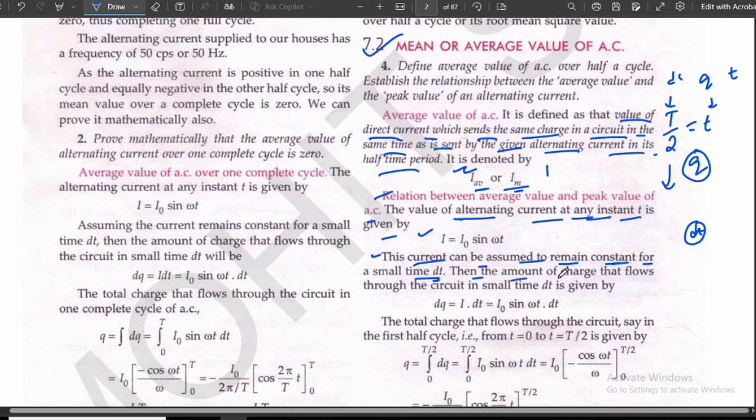Then the amount of charge that flows through the circuit in small time dt can be written as dq, and we know that dq is equal to I dt. For dt time, charge flowing is dq, so we can get the small charge dq for time dt. Now let's replace I with I naught sine omega t.